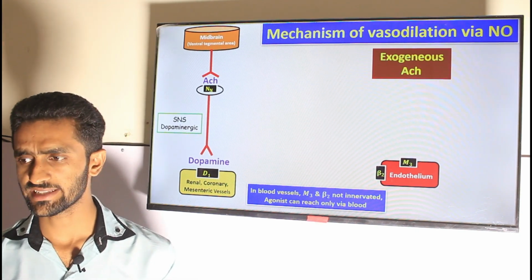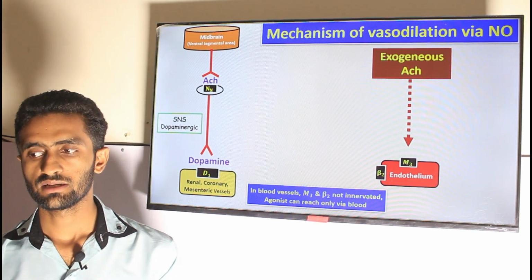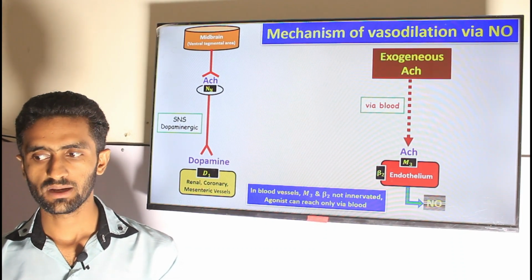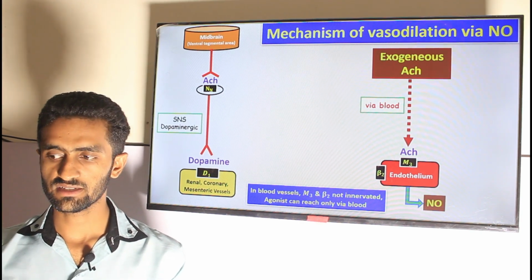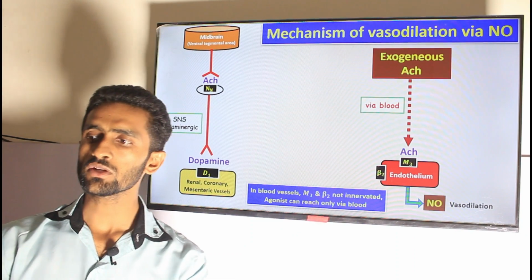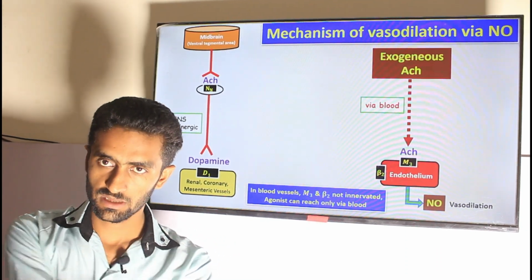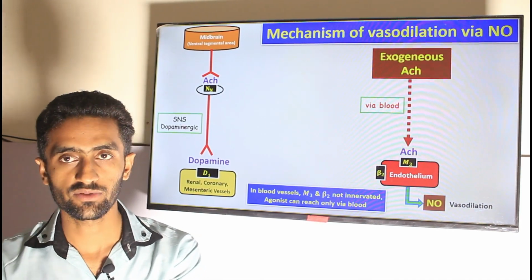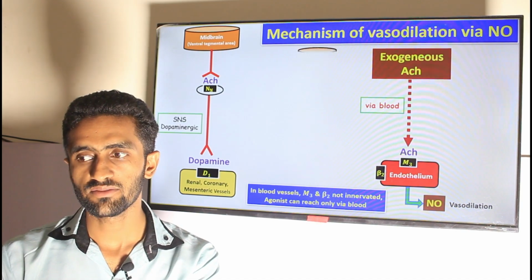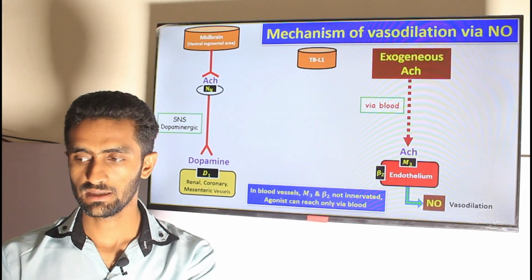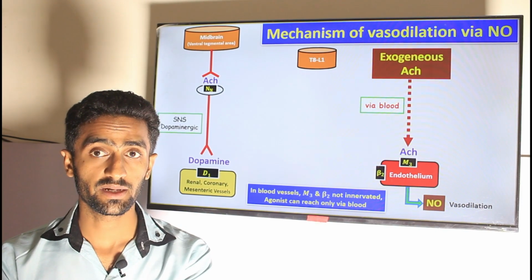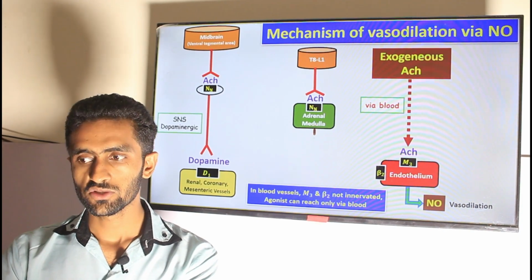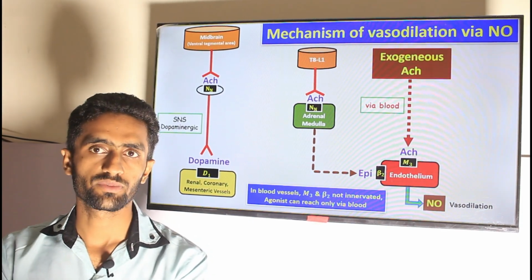For example, if you give exogenous acetylcholine, it can stimulate M3 and cause vasodilation. How? The endothelium releases nitric oxide, which causes the vasodilation. The endogenous acetylcholine synthesized by the parasympathetic has no effect on the blood vessel, no vasodilation. Similarly, norepinephrine has no effect on beta 2, because they are not innervated. But epinephrine coming from your adrenal medulla can come via the blood and also cause vasodilation.